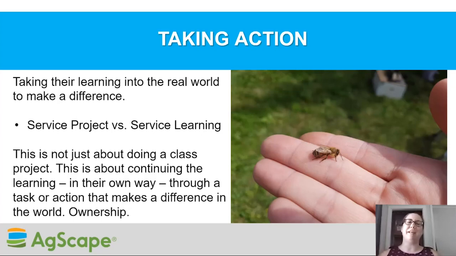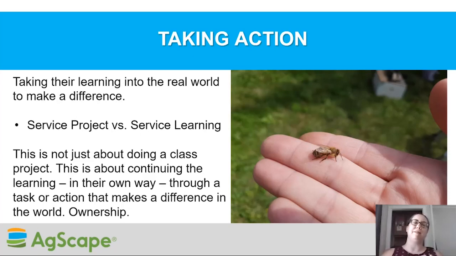So we often hear the term service project. We are going to do a service project, and I think that kind of limits it. It's very teacher driven, where often there's a specific project we're going to do as a classroom. We're going to build a pollinator garden. We're going to do a neighborhood cleanup, whatever the situation is. That becomes a service project where it's task oriented and fairly teacher driven.